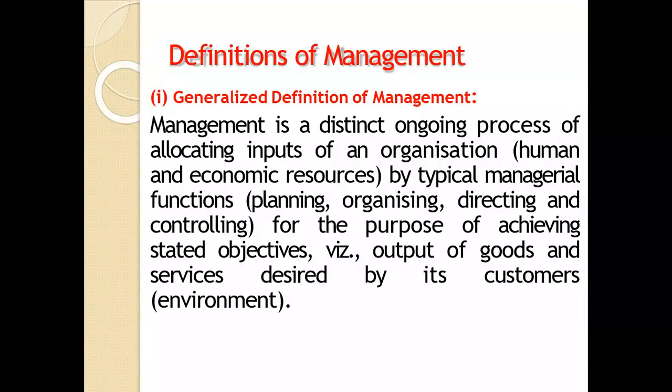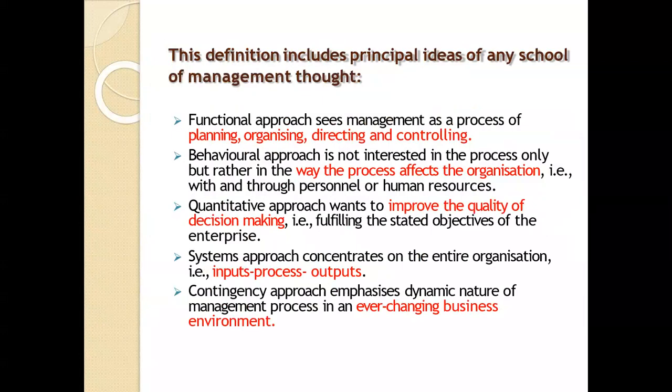That is what we call input resources, providing management functions, and achieving the objectives, output of goods, which are qualitative goods as well as services. The definition is giving all these explanations. According to that definition, the functional approach is planning, organizing, directing, staffing, and controlling. Behavioral approach, where the process affects the organization through personal human resources. And quantitative approach, quality of decision making, fulfilling the stated objectives. And systems approach: input, process, output.